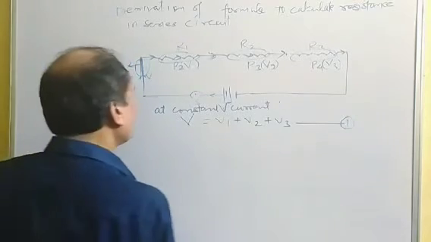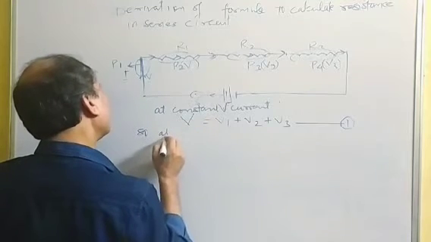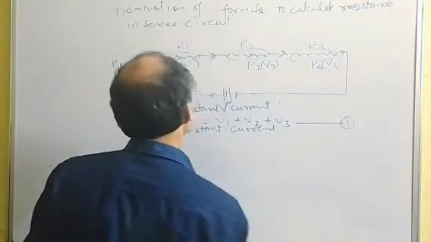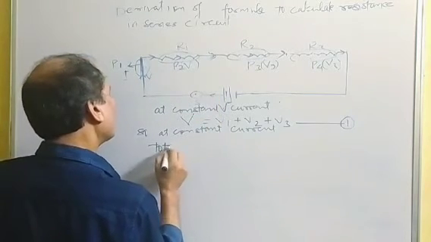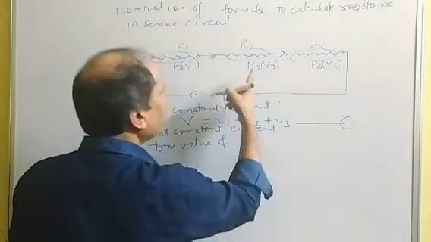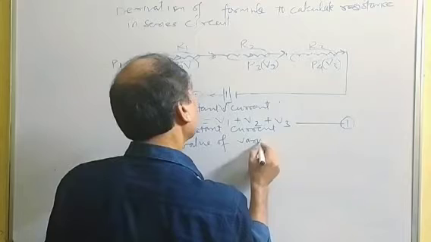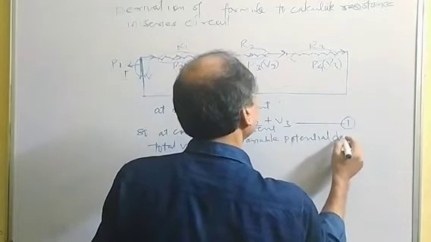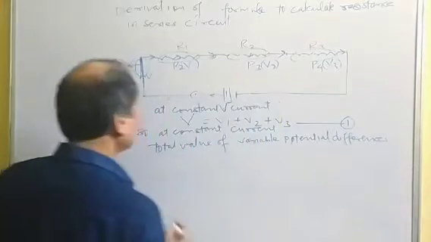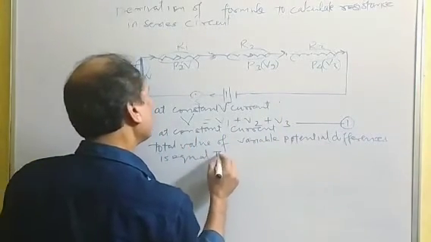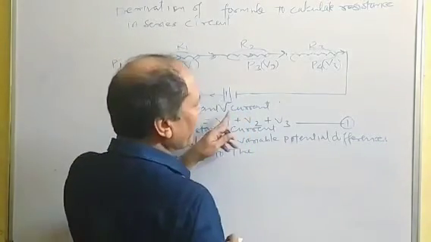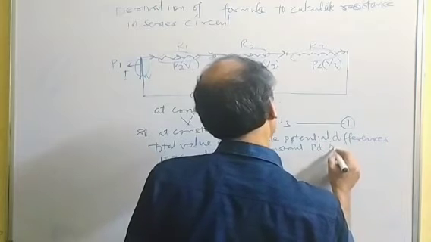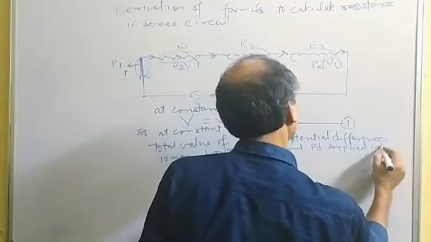So in this way, I will tell you here: at constant current, the total value of variable potential differences is equal to the constant potential difference applied into the circuit.